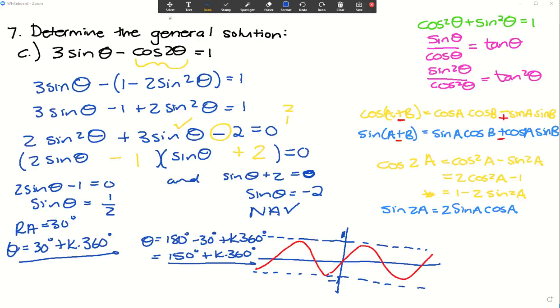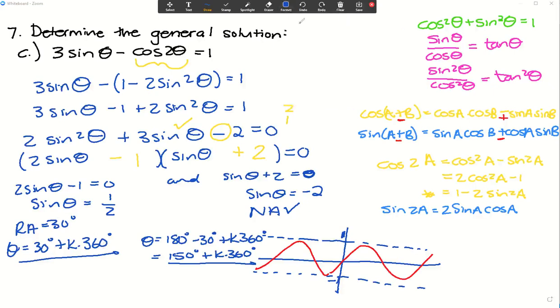I hope you guys know how to determine the general solution, how to change ratios, identities with these double angles and even a compound angle, and then carry on and solve for theta. This is you actually solving for x. It just becomes a little complicated because of that plus k times 360, but it's a very simple rule, okay? Find your reference angle, plug it in, and see where it exists.